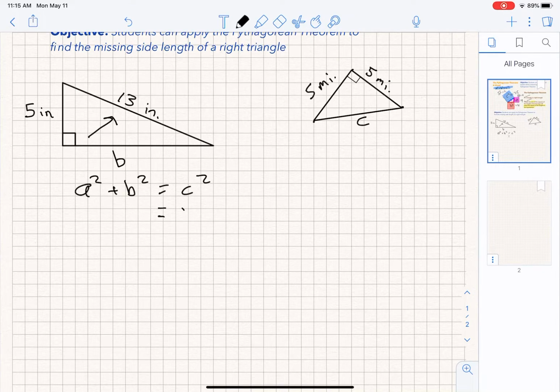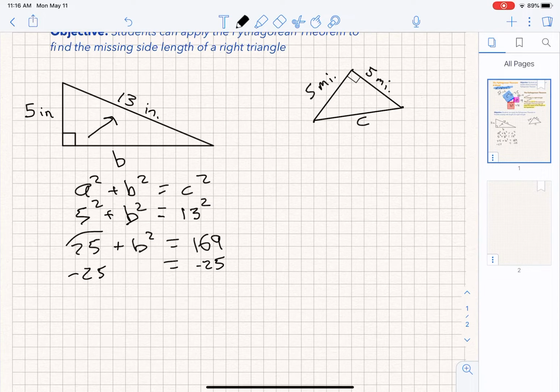So side length c in this case is going to be 13. So we say that this is 13 squared. B is what we're looking for. We don't know that, so we'll leave that alone. And then a is 5. So 5 squared plus b squared equals 13 squared. 5 times 5 is, of course, 25. B squared, we don't know. And 13 squared is 169. From here, subtract 25 over here, subtract 25 over here.